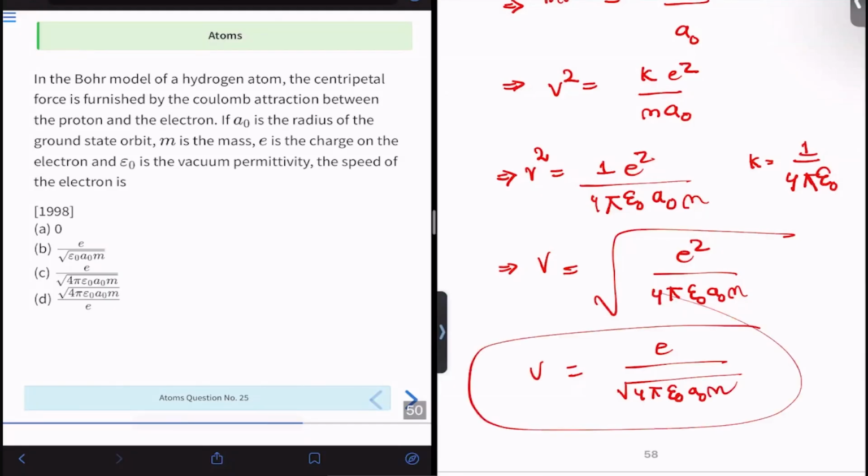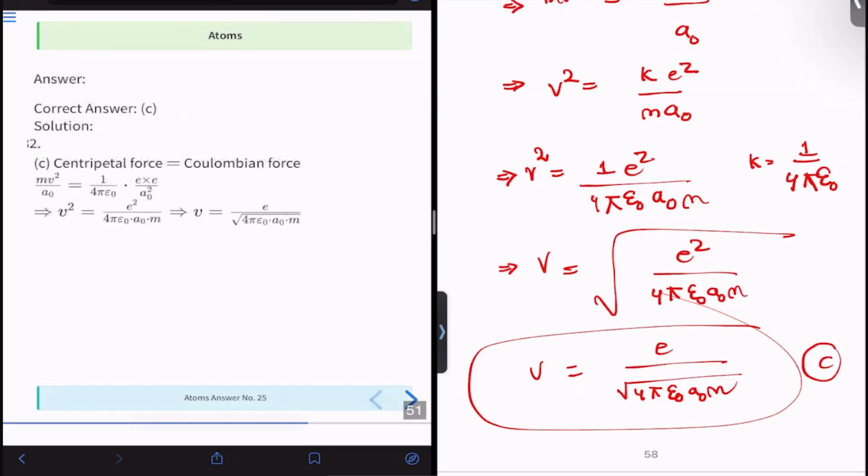So in which of the following is the velocity of electron given by e upon root over of 4 pi epsilon a naught m? Option number C. So option number C is the correct answer, guys. Okay, so with this, I'll move to question number 26.